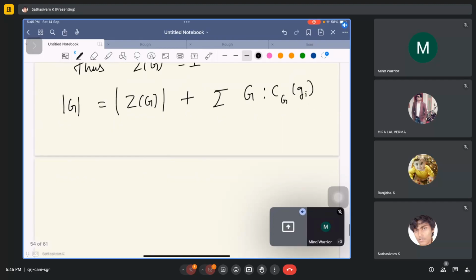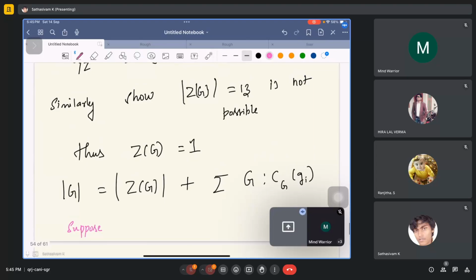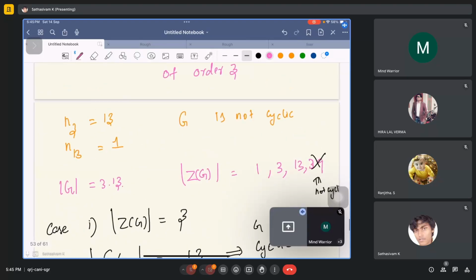So let's compute the size of the centralizer. What are the possible orders for X? The possible order for X is either 1, 3 or 13, right? Because your group has order 3 times 13, the order is 1, 3, 13 or 39, but we are assuming it's not cyclic. So let's leave this, and we have 1, 3 and 13.